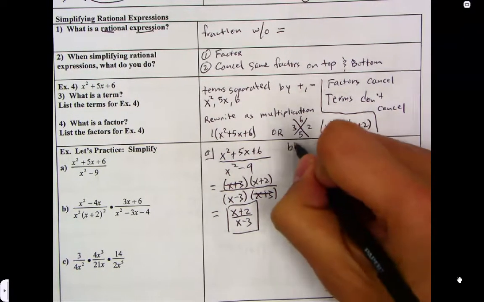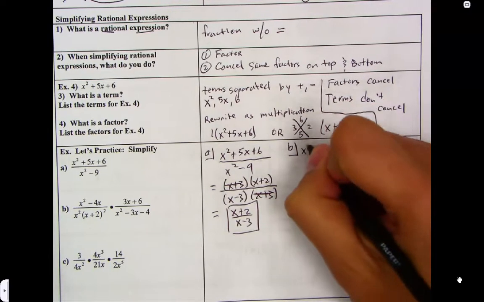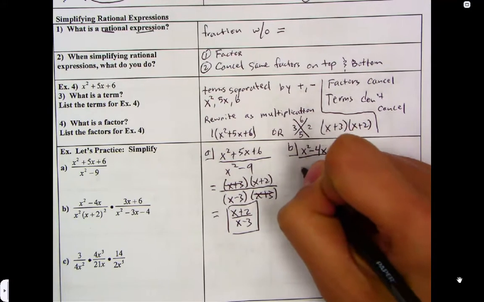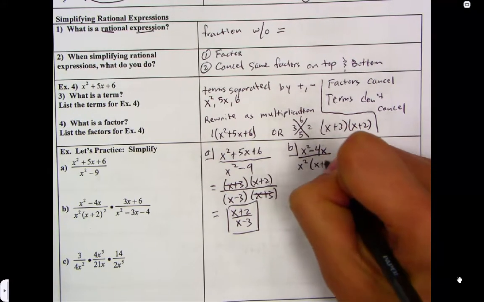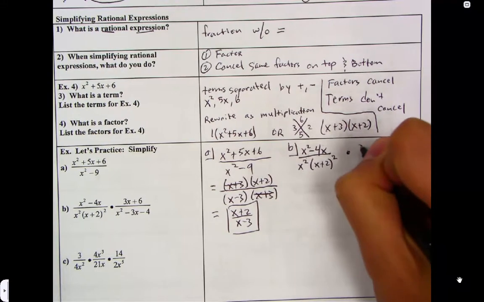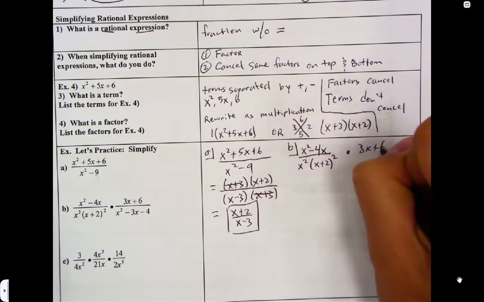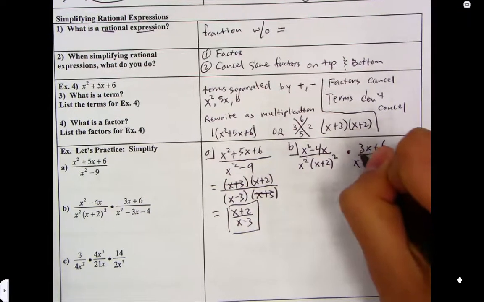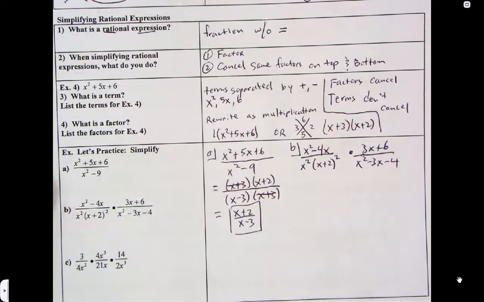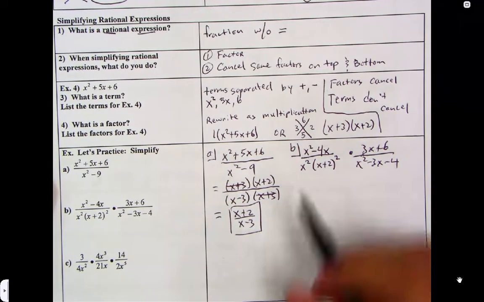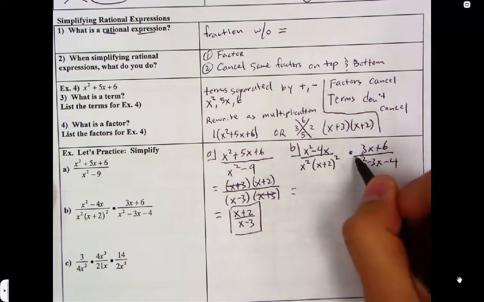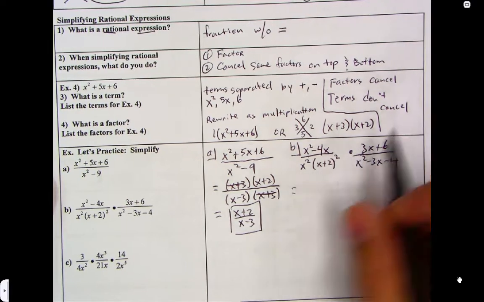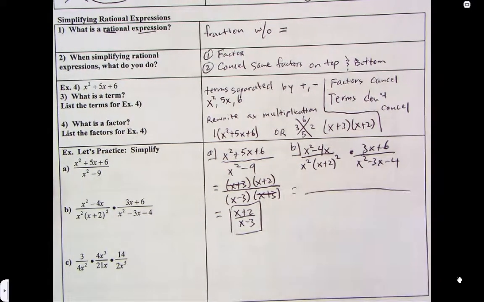Example B. I'm going to copy the problem. x squared minus 4x divided by x squared times x plus 2 squared times 3x plus 6 over x squared minus 3x minus 4. So this is multiplication, so that means it's top times top, so whatever's on top stays on top, whatever's on bottom stays on bottom.